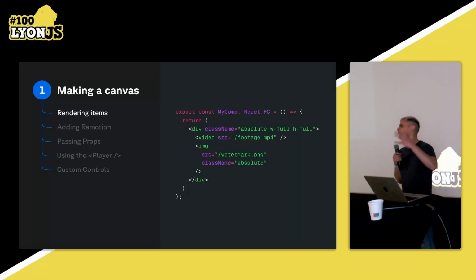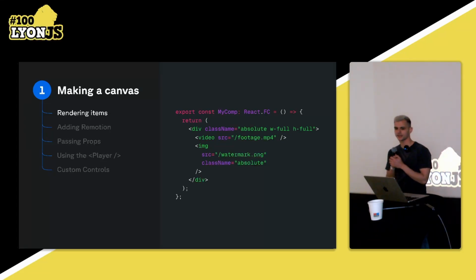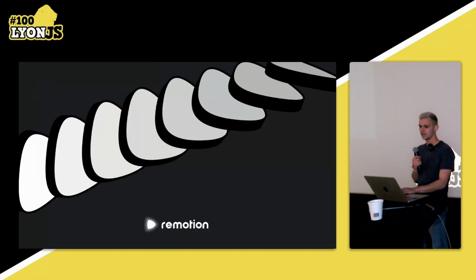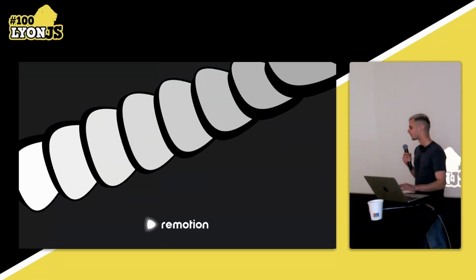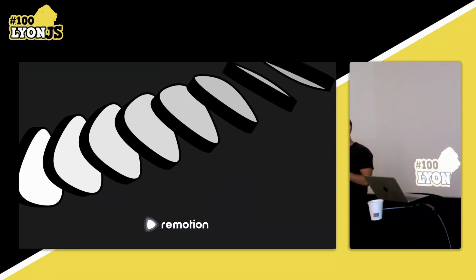Let's just render some markup to the DOM. In here, I do this using a React component. I render a video to the DOM, and I add on top an image. I absolutely position it. So this should work, but this will only give us an image.